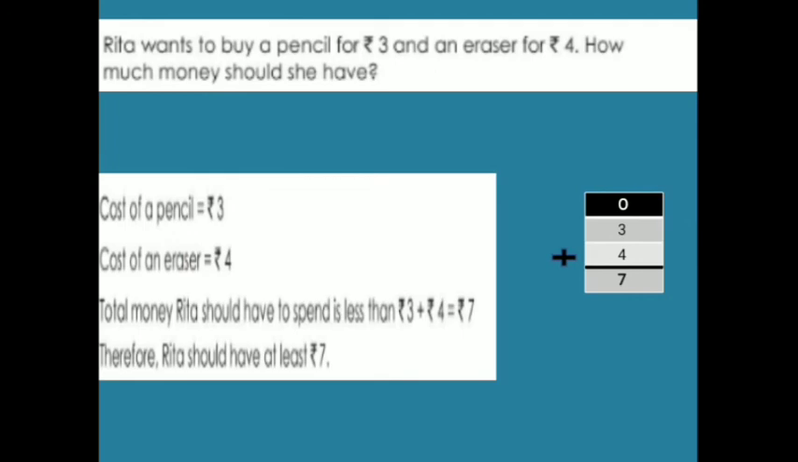Okay children, then we saw how to add them and we even learned about the price of each and every goods. Okay, so I hope you all have understood the lesson.